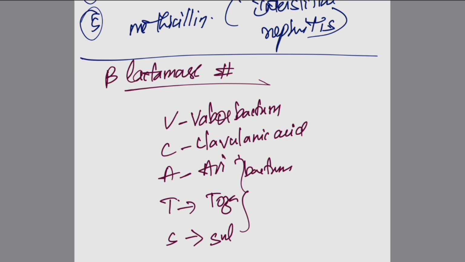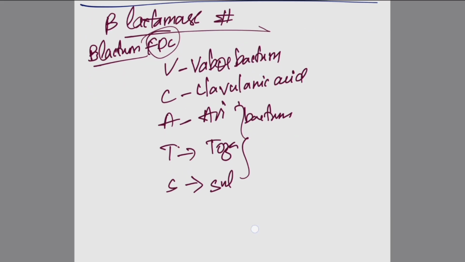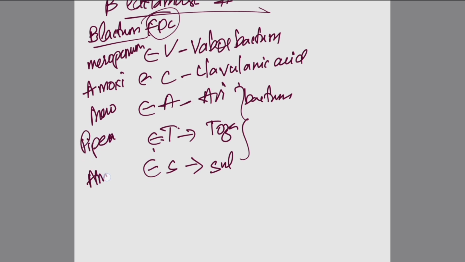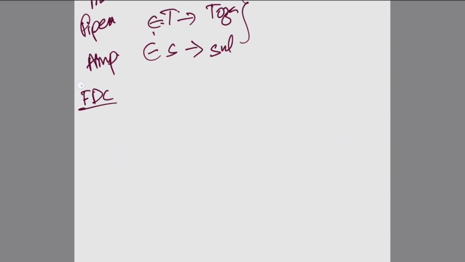So what are the beta-lactams? These beta-lactams are added in fixed dose combinations. Vaborbactam is added with meropenem, clavulanic acid with amoxicillin, Avibactam with meropenem, tazobactam with piperacillin, and sulbactam with ampicillin, in a fixed dose combination. What is a fixed dose combination?